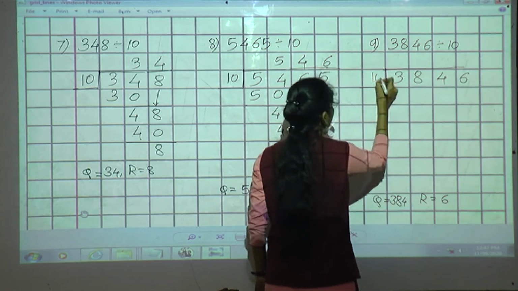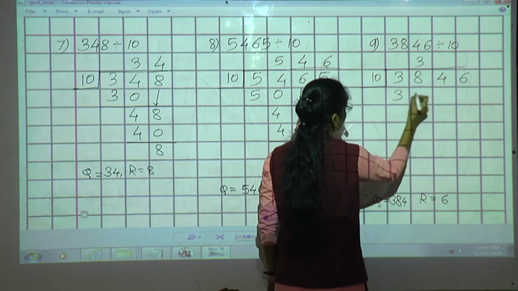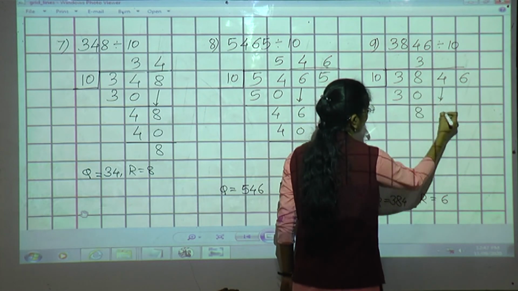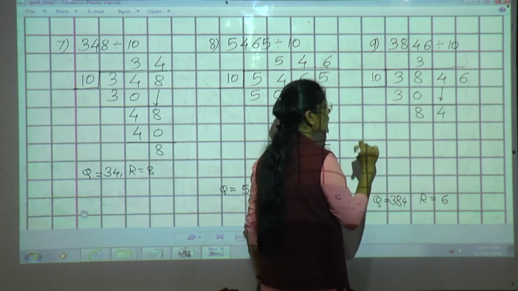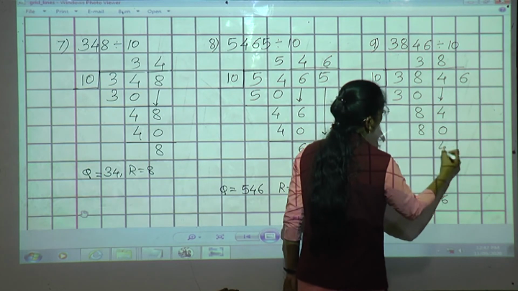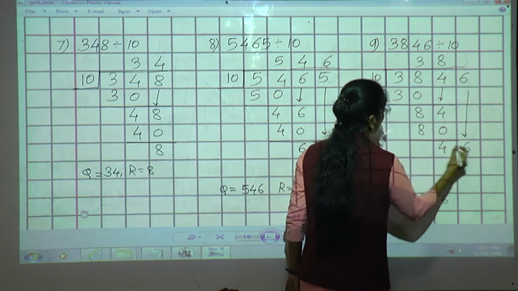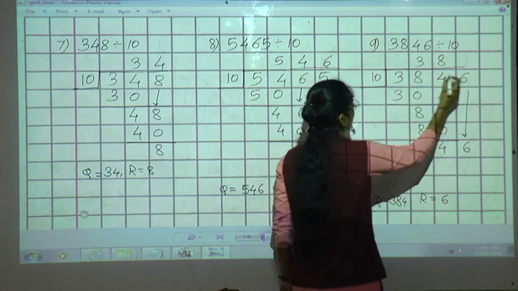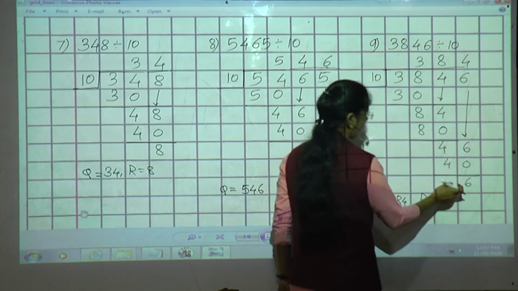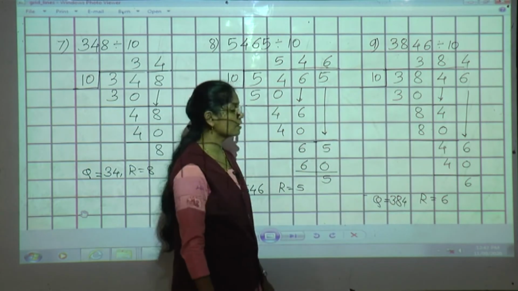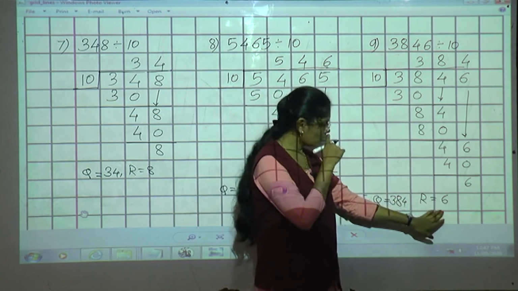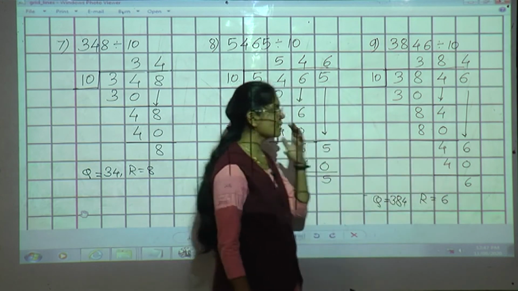3846 by 10. Okay. 10 3s are 30. Now 38 minus 30. Then this 4 will come down. Now here we have 84. 10 8s are 80. 84 minus 80. Then this 6 will come down. 46 we have now. Okay. So 10 4s are 40. 46 minus 40 is 6, and 6 is smaller than 10. 6 is smaller than the divisor, so it should be the remainder. So see, the remainder we have written here already is 6. That means our answer is correct.